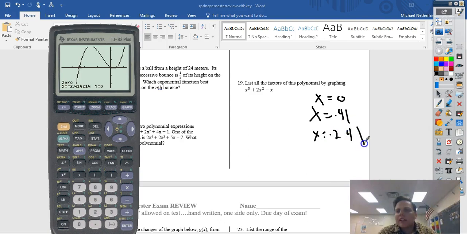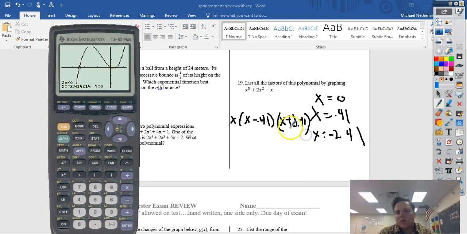So these are my 3 solutions. These are my 3 roots. In other words, it crosses the x-axis 3 times at these places. How do I turn these into factors? Well, guys, basically you move the numbers back over to the other side. So x equals 0. Well, I can't move 0 over, so that gives me a factor of x. Then this next factor, if I move 0.41 over, it would become x minus 0.41. And the last one, if I move negative 2.41 over, would become x plus 2.41.